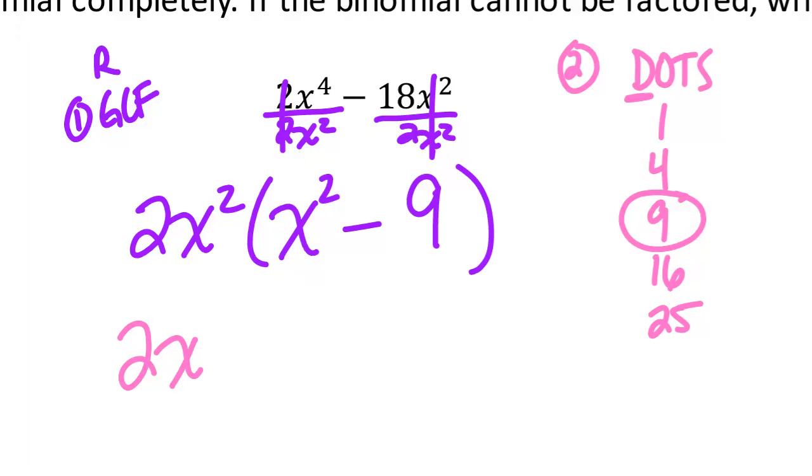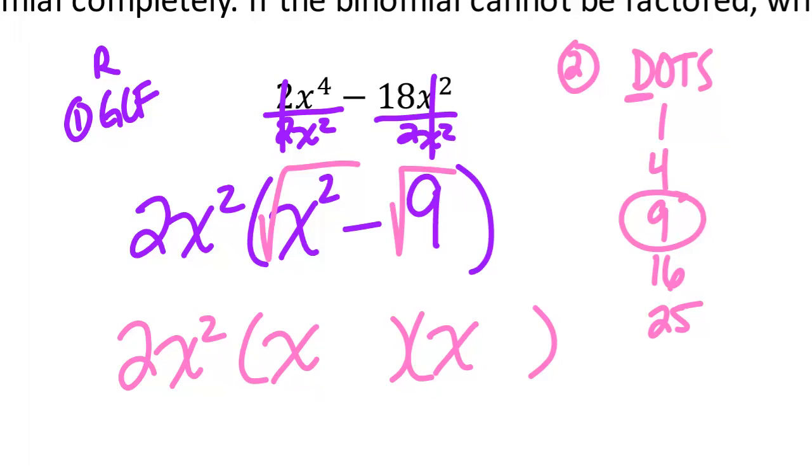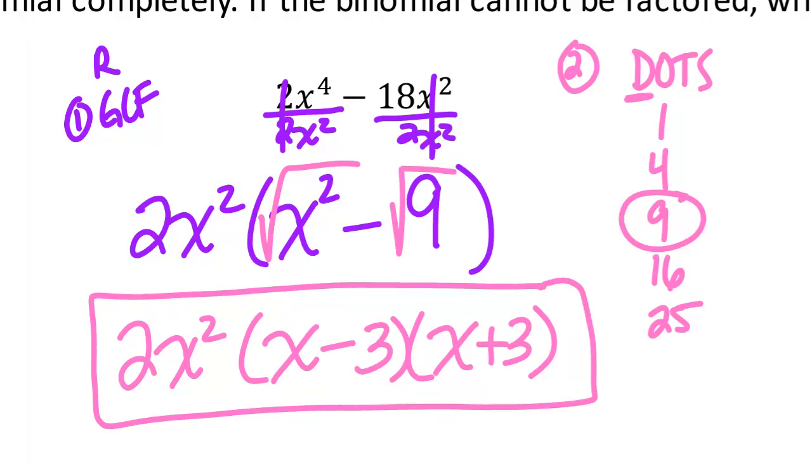So I'm going to have to split that into two binomials by taking the square root of each of those. Square root of x squared gives us x, and square root of 9 is 3. And then a minus and a plus. Then check inside your binomials. Do you have any more x squareds? I don't have any more x squareds inside the binomials, so I am finished.